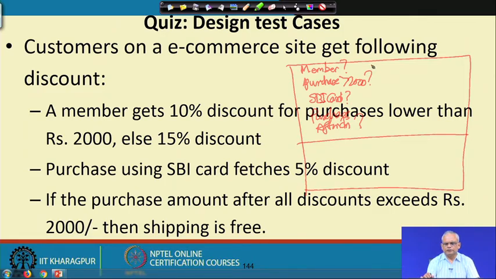Member is no, and let us say purchase using yes. Greater than 2000, yes. SBI card, yes. And total amount after discount is greater than 2000, yes. Then the total discount will be 5% for SBI card, and then shipping is free. And so on. We can design the decision table, and that will help us generate the test cases.